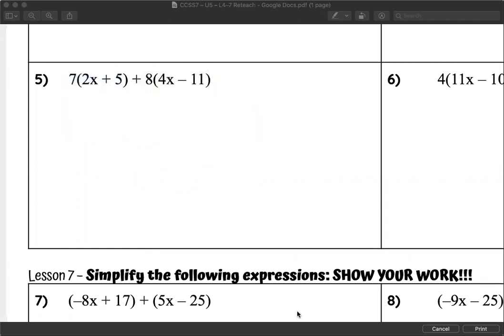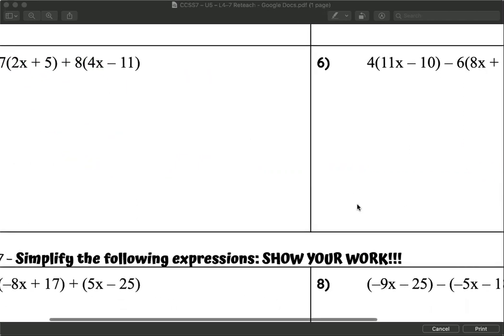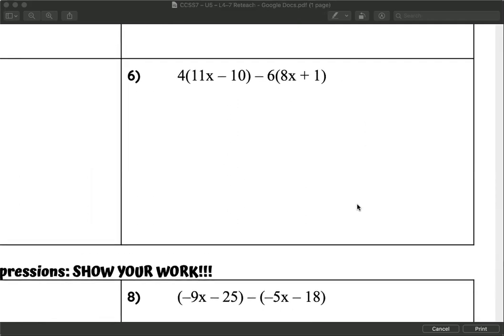Let's do one more simplifying like this before we look into combining the expressions. So, same idea as number 5. The difference is there's a lot of negatives in here, and we got to be really careful with that. So we are first distributing in this parenthesis, then we are distributing in this second set of parentheses, making sure you are pointing out that that 6 is negative. So we are doing 4 times 11x, which is positive 44x. Then we are doing 4 times a negative 10, which is negative 40.